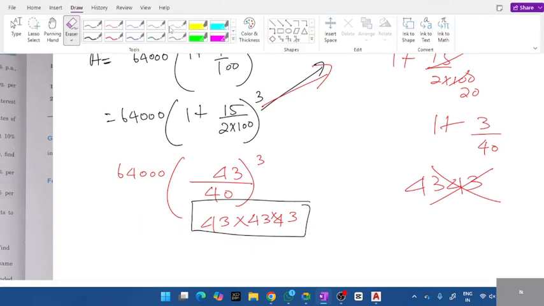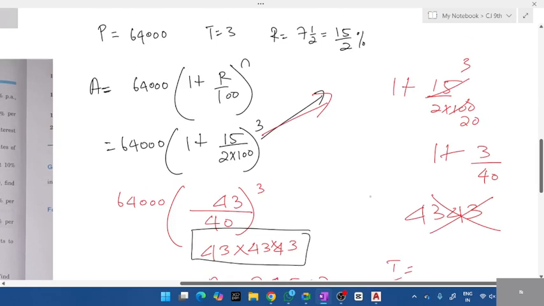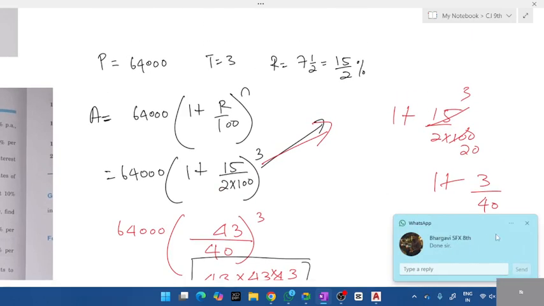Here, Angel, what did you get? Okay, 79. Amount. Calculate interest. Amount minus principal. 79 minus 64.